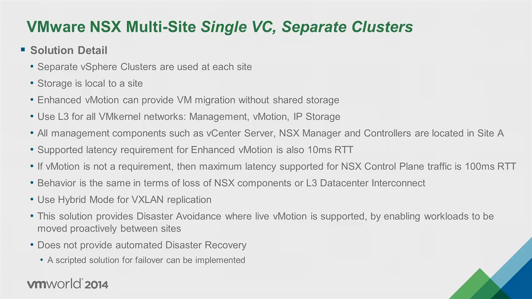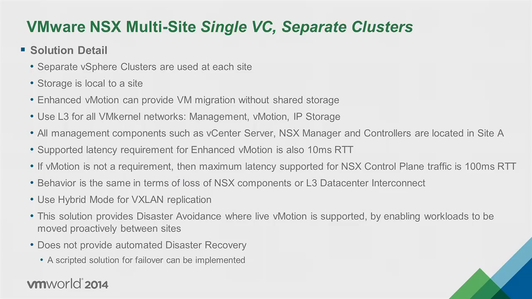Exactly the same behavior will be seen in terms of loss of any NSX components or the data center interconnect. The solution is resilient there. We'll just lose the ability to provide ARP suppression. Again, hybrid mode is recommended for VXLAN replication.